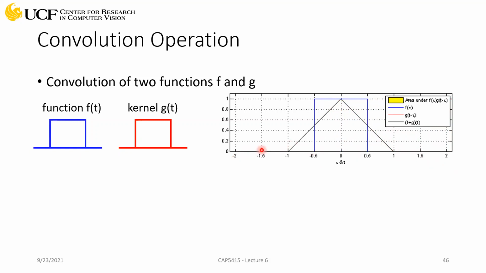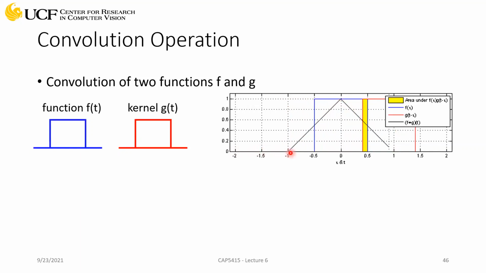When you apply this red kernel at this location, the response is going to be 0 because there is no overlap between your kernel and function. If the values in the function are 0, then because this is element-wise multiplication, the resultant linear combination is going to be 0. You can observe this black line, which is the response of that convolution operation. Starting from the left, it's 0 because there is no overlap.